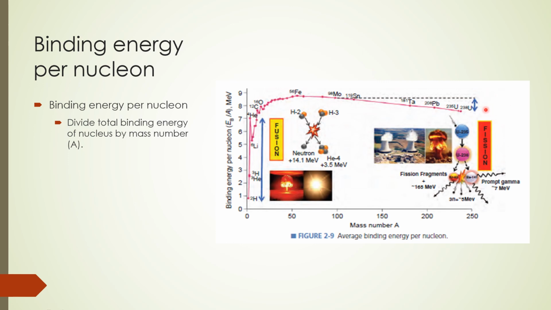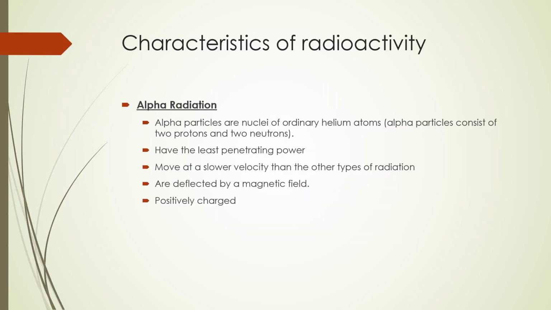So elements on this side can undergo fission, and those on the side here undergo fusion. Let's now look at what happens during radioactive decay. A heavy atom can emit alpha particles in a process called alpha radiation. Alpha particles are nuclei of ordinary helium atoms, which consist of 2 protons and 2 neutrons.